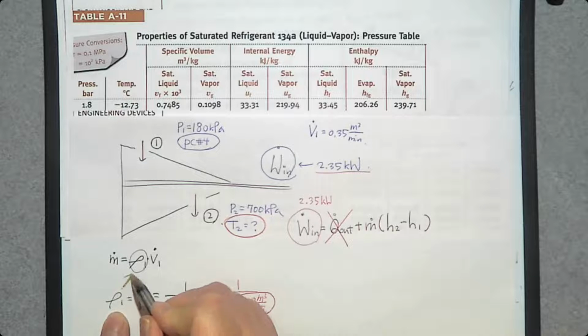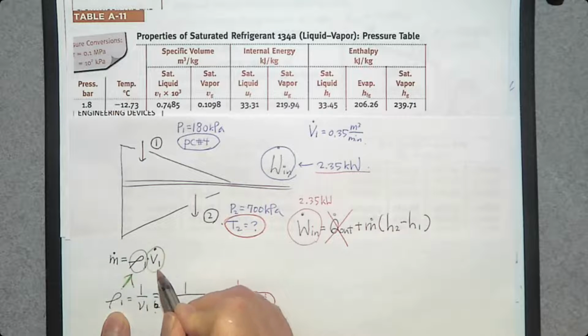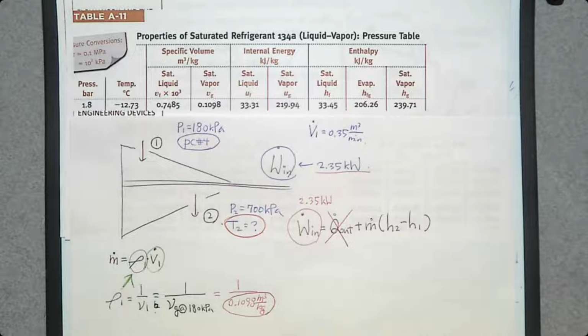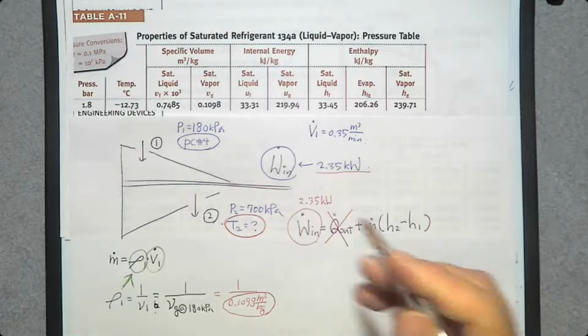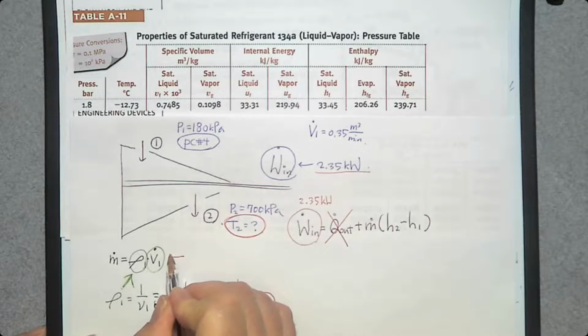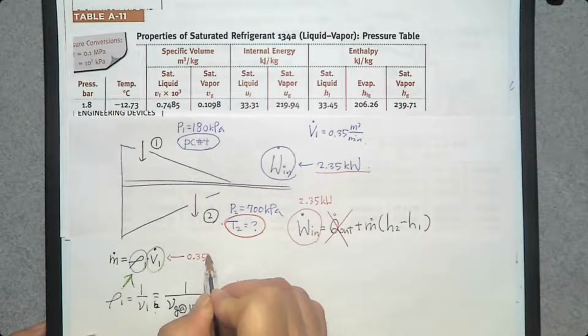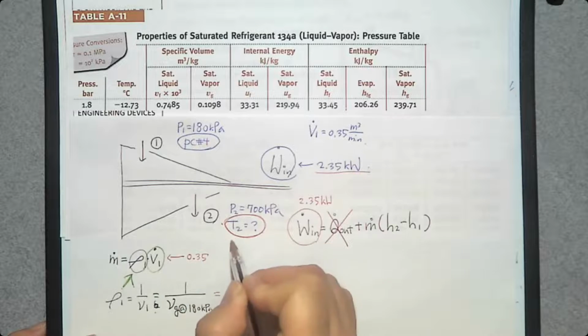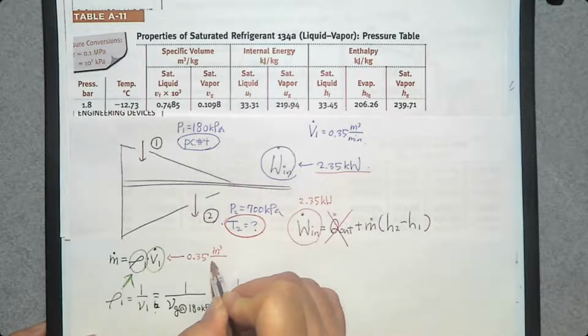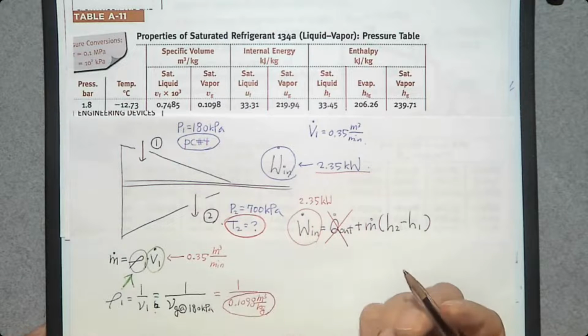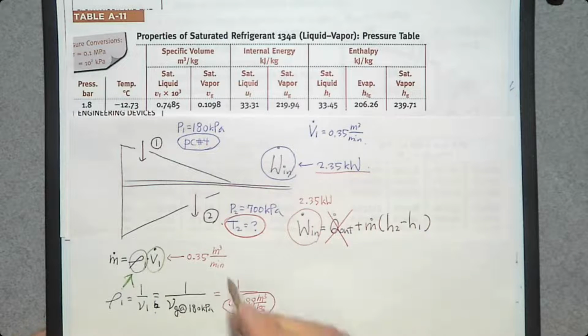Goes in here. Now we just need to determine the volumetric flow rate. The volumetric flow rate is 0.35. But look at the unit. I don't like that unit. So the volumetric flow rate is 0.35 cubic meters per minute. Oh, minute? We don't like minute. We prefer seconds.